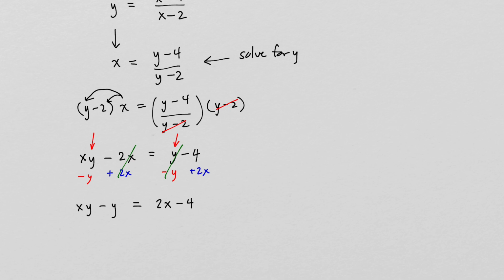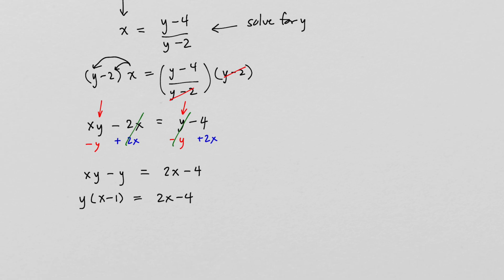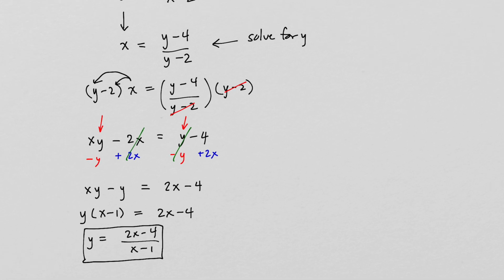Next, the reason we did this is so that we can get this y and factor it out. So we have y times x minus 1 is equal to 2x minus 4. And if we divide by x minus 1, we end up with y equals 2x minus 4 divided by x minus 1. And that is our inverse.